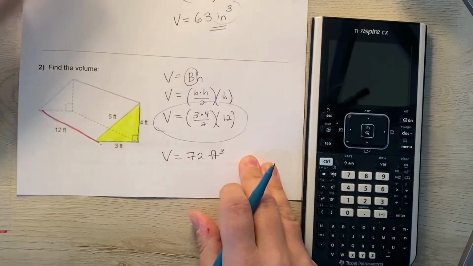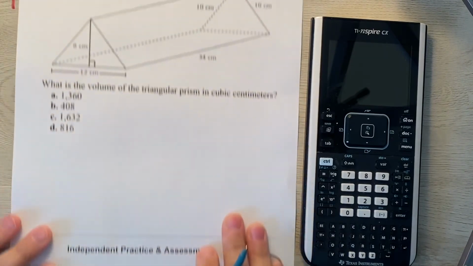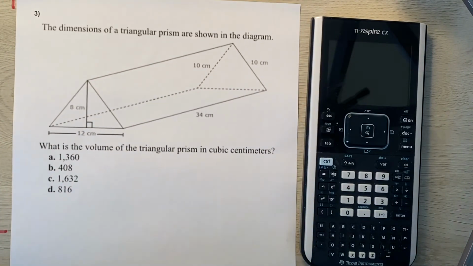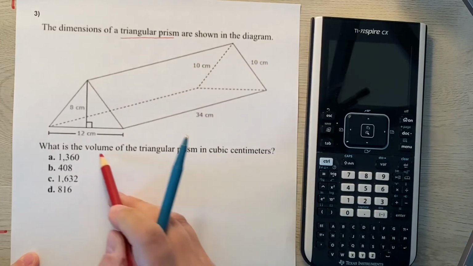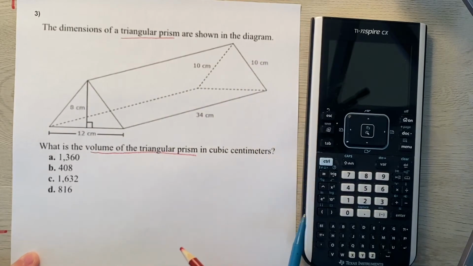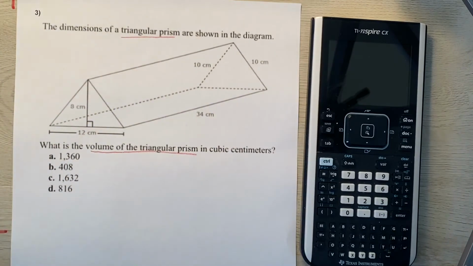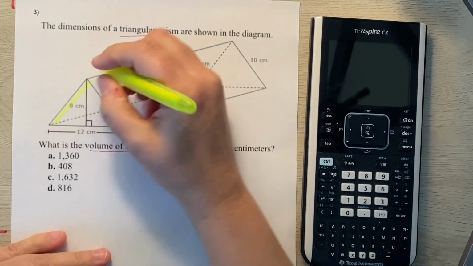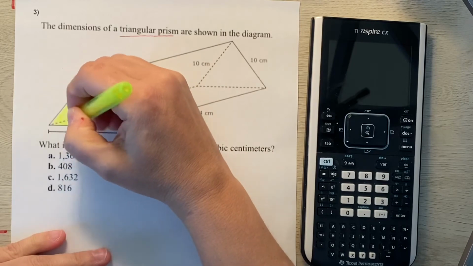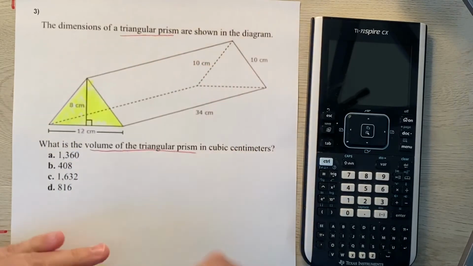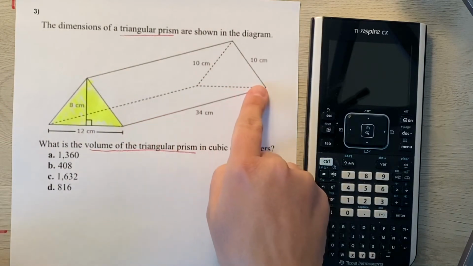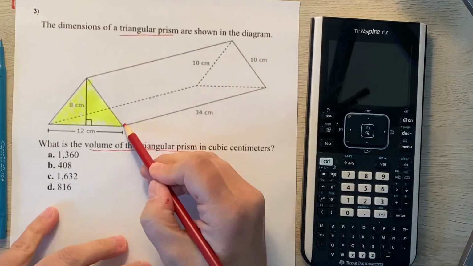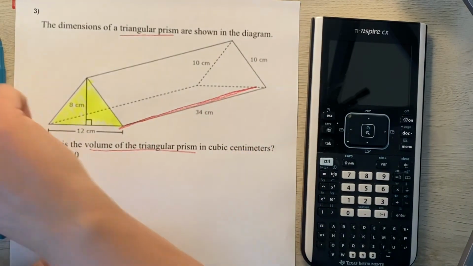All right, let's try number 3. Okay, this was a question on the regions. So the dimensions of a triangular prism are shown. What is the volume of the triangular prism? Okay, so I'm going to highlight the base. In a triangular prism, the base is a triangle. So we need to find the area of the triangle and then multiply it by the height to find the volume. So here's the height. All right, let's do it.